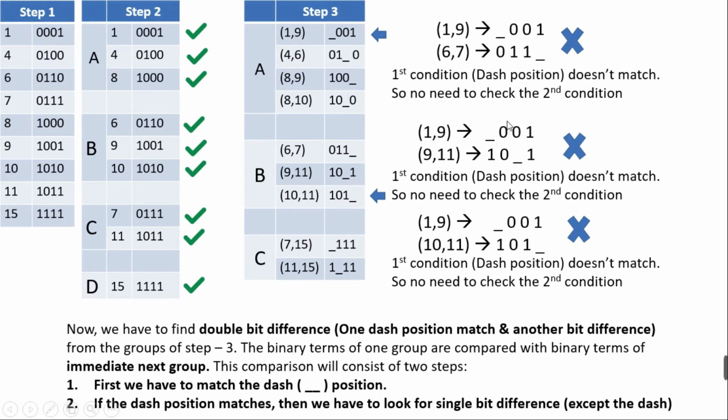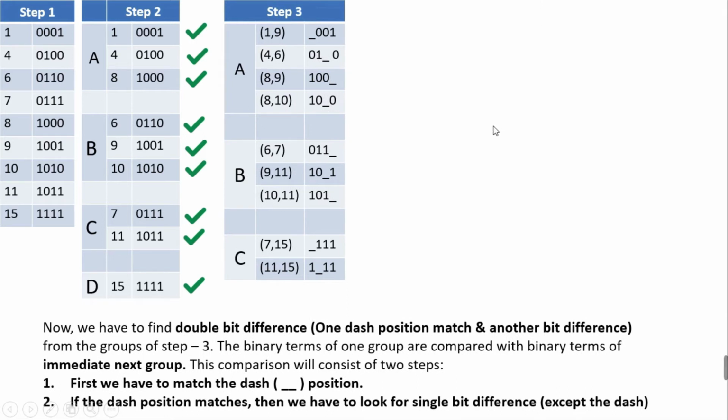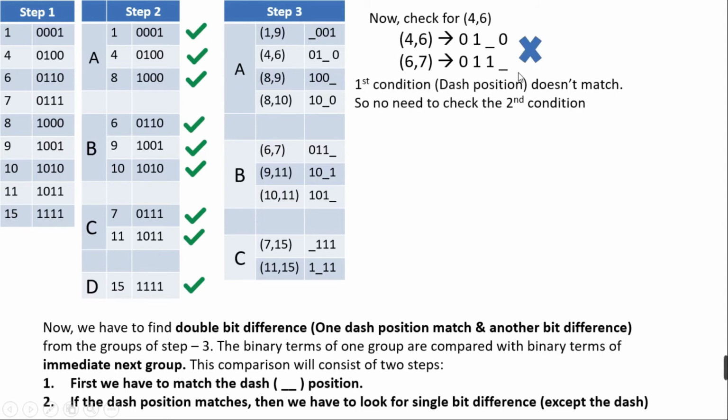So let's see what happens next. Now I'm going to check the comparison for the 4 and 6 pair. For 4 and 6, you can see the binary numbers written here. First, the 4 and 6 pair is compared with 6 7, and the dash position definitely doesn't match. Since it doesn't match, we're going to discard it just like before and move on to the next comparison. Now we're going to move on to 4 6 and 9 11.